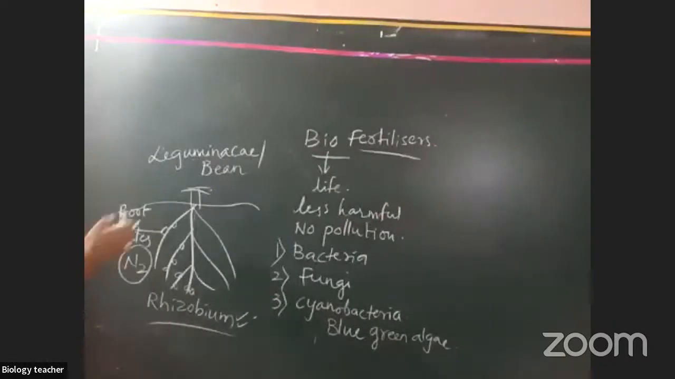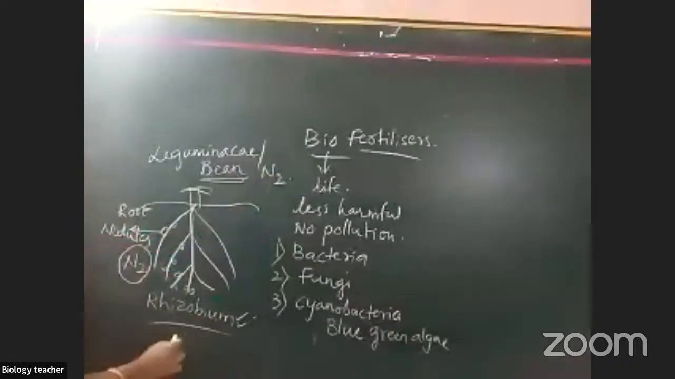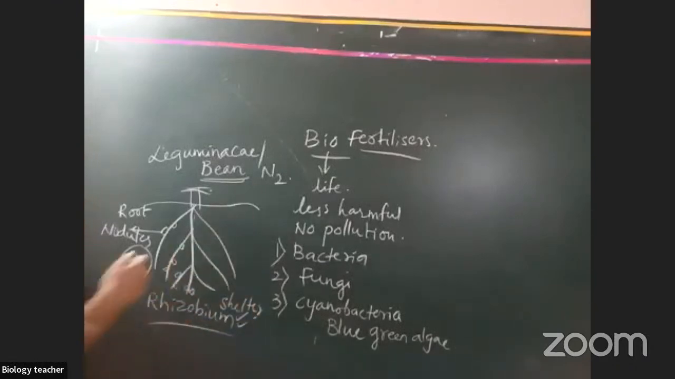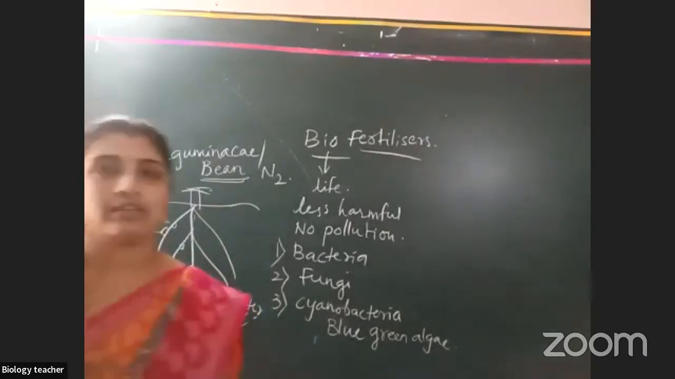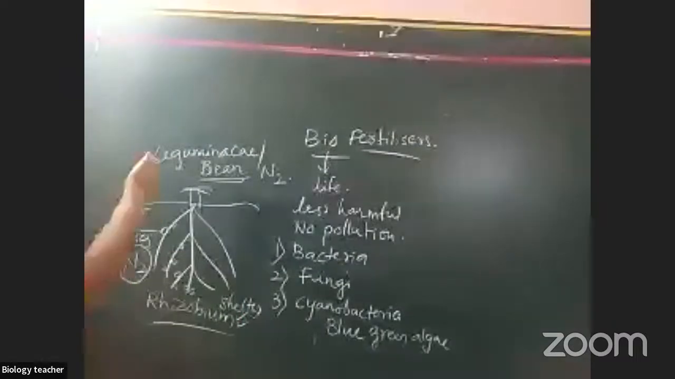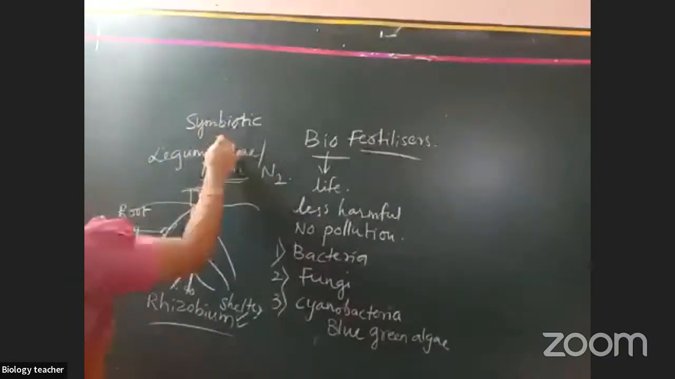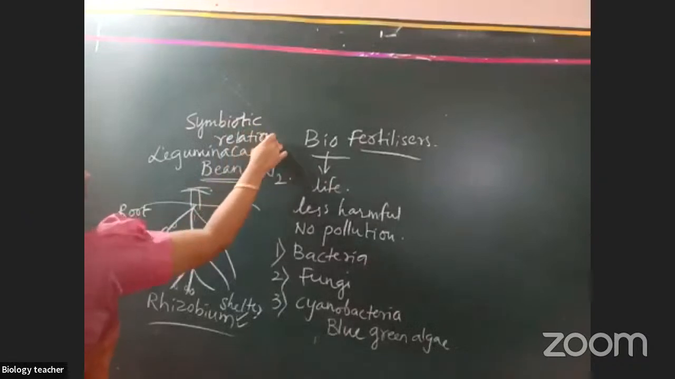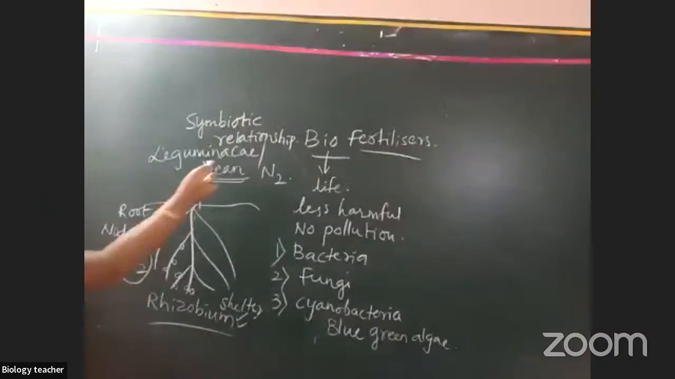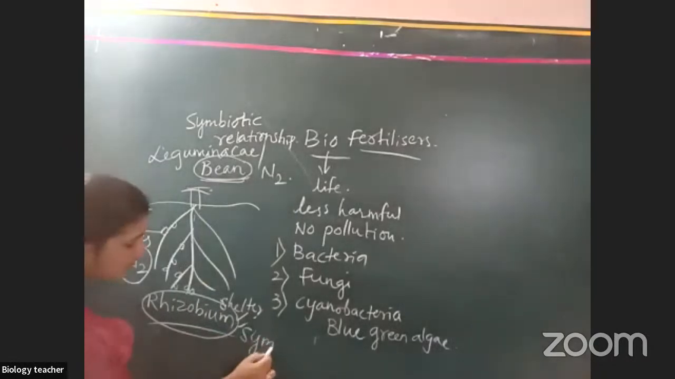So here in the leguminous plants, this bean family gets nitrogen, and this rhizobium gets what? Shelter. So both are benefited, sharing and caring. One is sharing and one is caring. So this type of relationship is known as a symbiotic relationship. And this plant and rhizobium are known as symbionts.